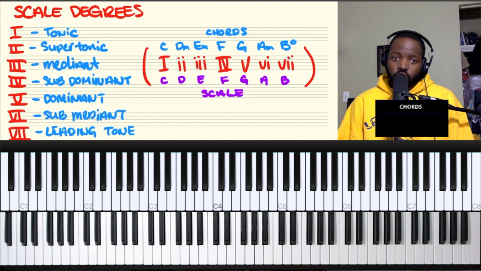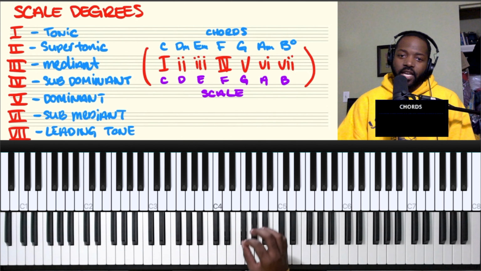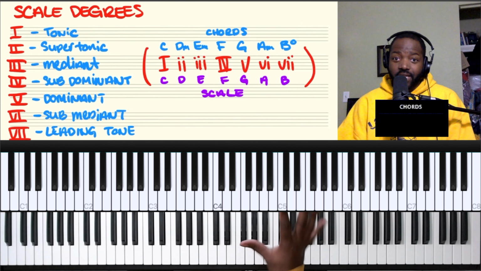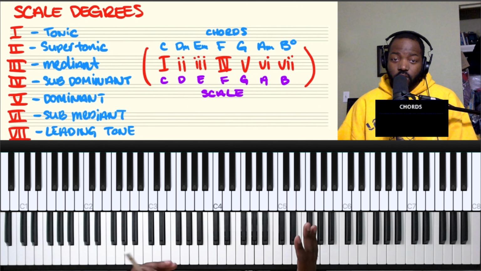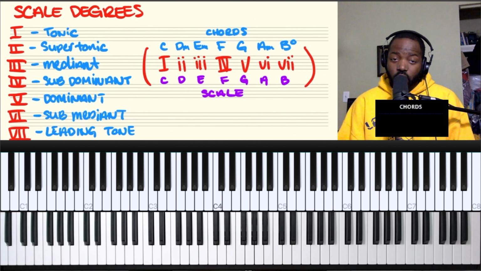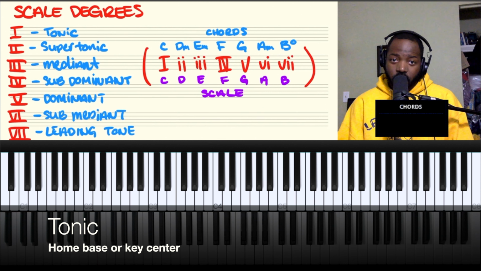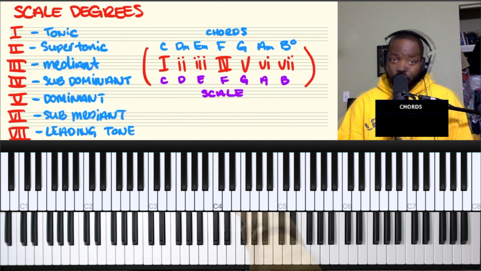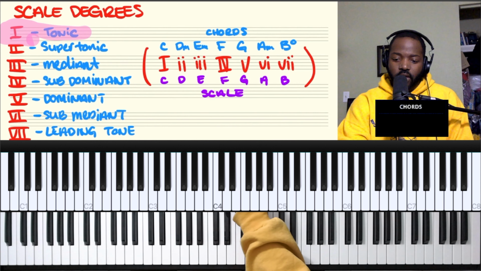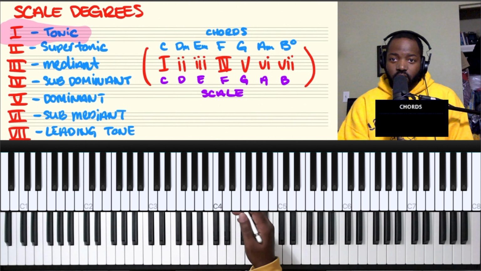If you look to the left of the screen, we have names for all of these different scale degrees. A scale degree is simply the name for a specific note or chord within that set of notes. Number 1 is going to be your tonic, your 1 chord. Tonic means home. That means the place where everything is centered around, your key center. All of these note relationships relate back to the tonic. Why? The tonic is our starting base.